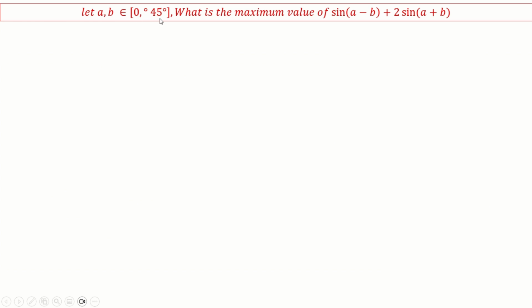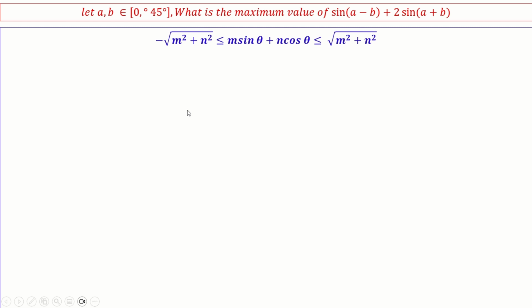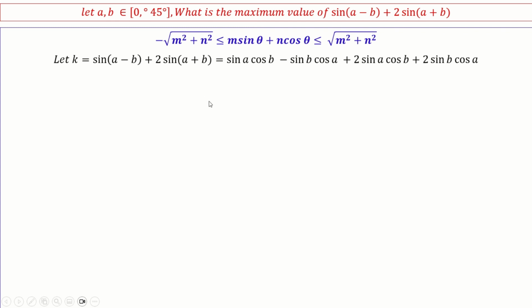A and B are in the range of 0 to 45 degrees. What is the maximum value of sin(A minus B) plus 2 sin(A plus B)? Okay. To solve this one, you need to know one formula. The range of m sin theta plus n cos theta is minus square root of m square plus n square to plus square root of m square plus n square. This formula you should know to solve this problem. Once you know this, it is very simple.